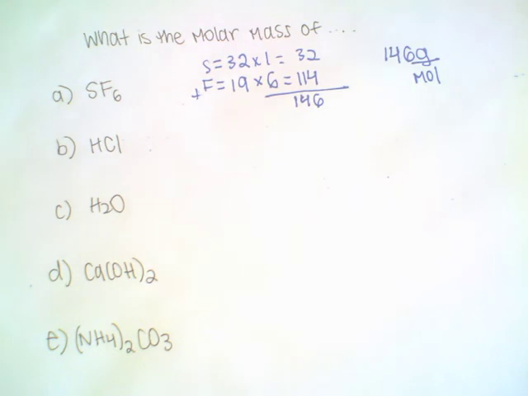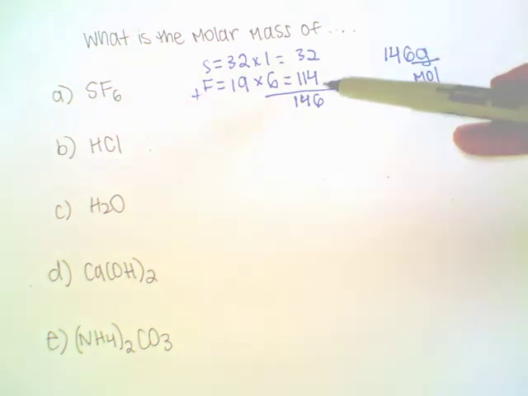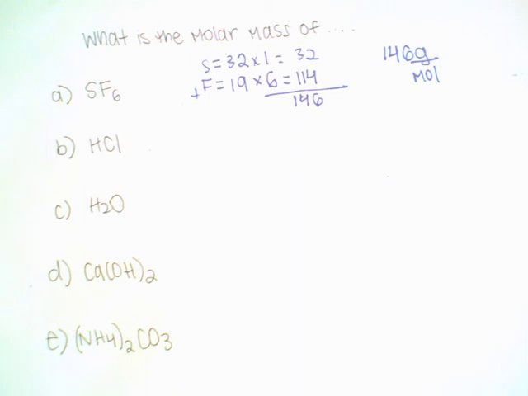So grams per mole is the unit on the periodic table that describes the mass. So if you add up grams per mole, your answer is grams per mole. Molar mass. Moles is a counting unit in chemistry, grams is mass, molar mass.